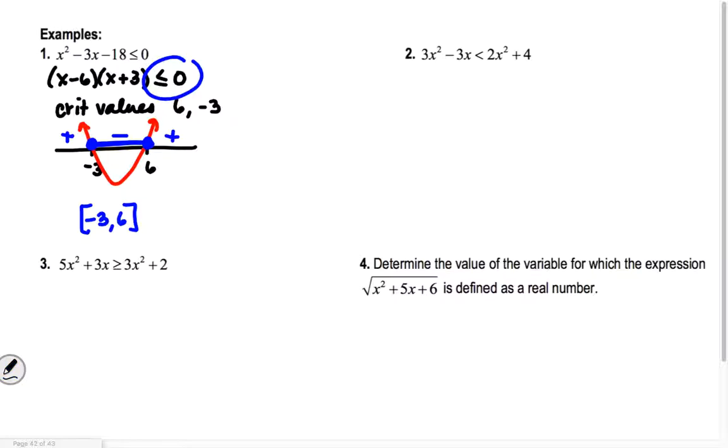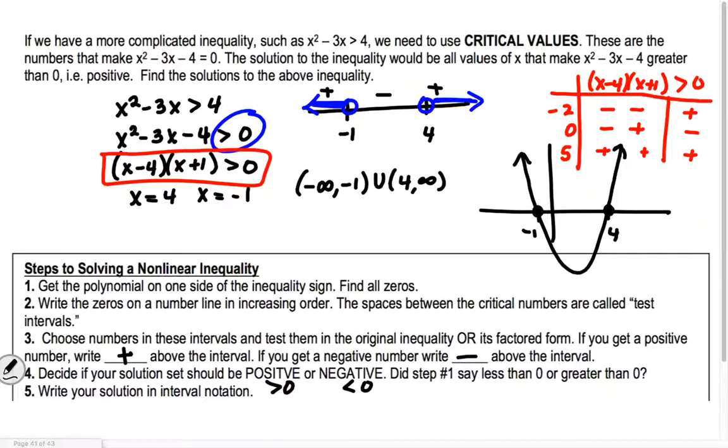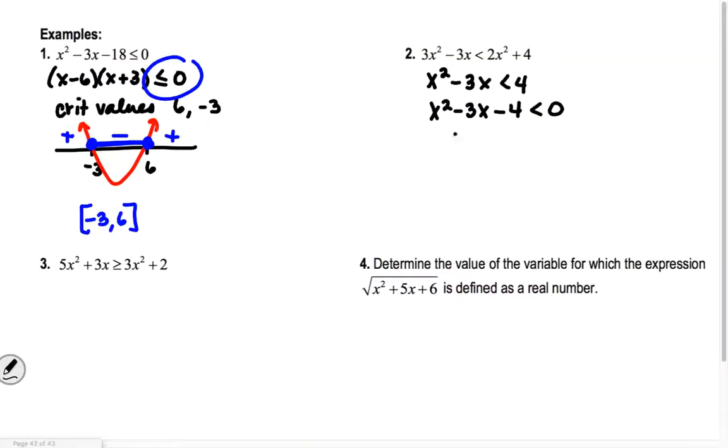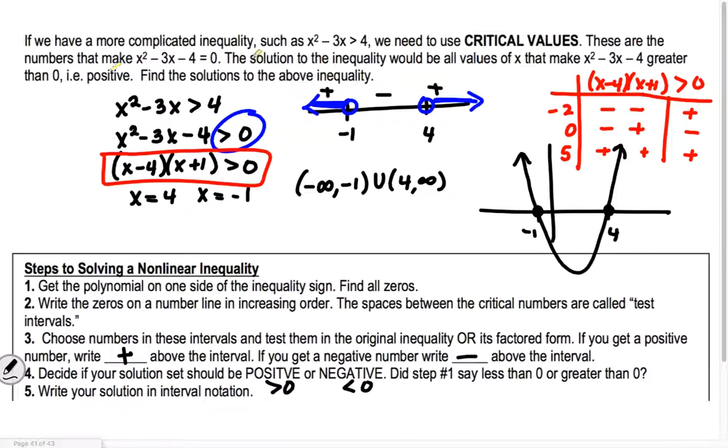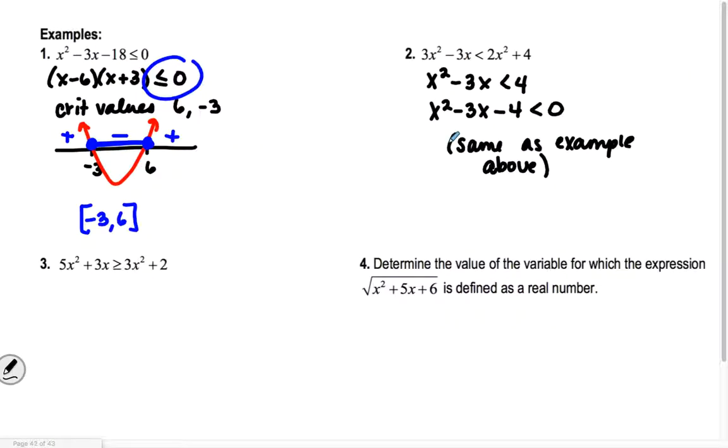Okay, so this next one. We're going to subtract the 2x squared over. So when I do, I get x squared minus 3x is less than 4. So I have x squared minus 3x minus 4 is less than 0. I think that's the same one we just did, actually. It is. So same as the example. You would factor, you'd get critical values of, just like we just did here, -1 and 4, and you'd test in each location. Or you could think about the shape.